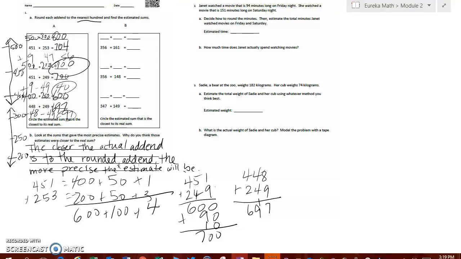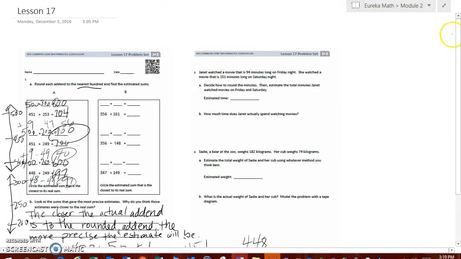All right. So remember, you can pause this if you need more time. I'm going to move on to the next section. So I'm going to slide this up a little bit. You can still see the answer there. Number 2 says, Janet watched a movie that is 94 minutes long on Friday night. She watched a movie that is 151 minutes long on Saturday night. Part A says, decide how to round the minutes. Then estimate the total minutes Janet watched movies on Friday and Saturday.